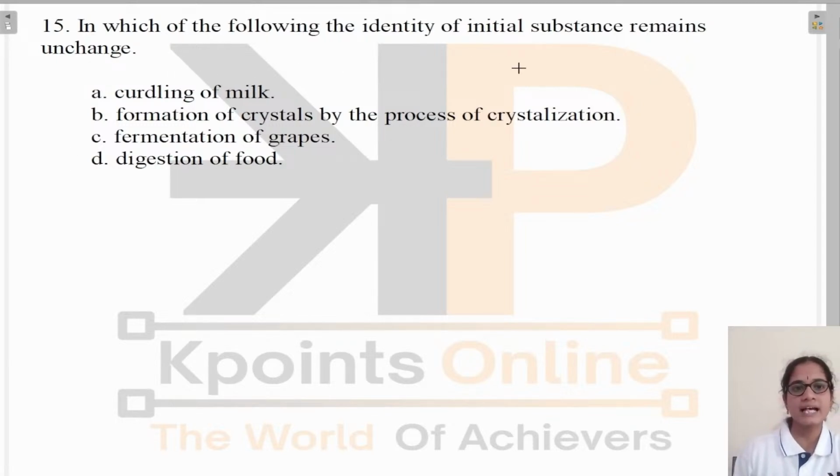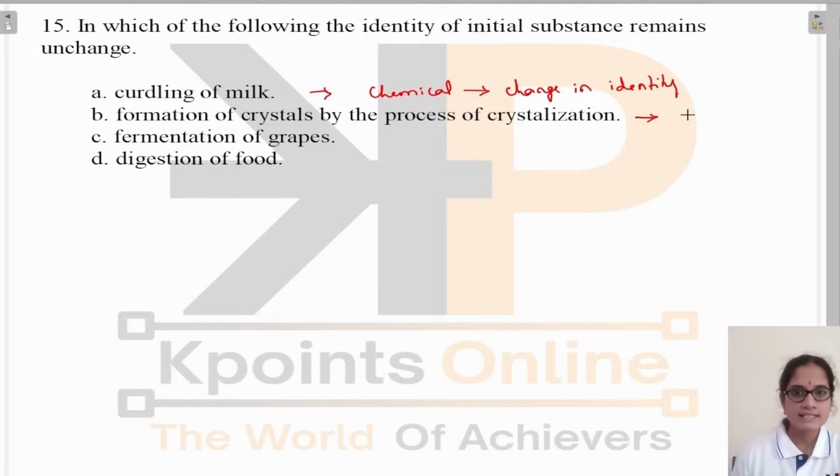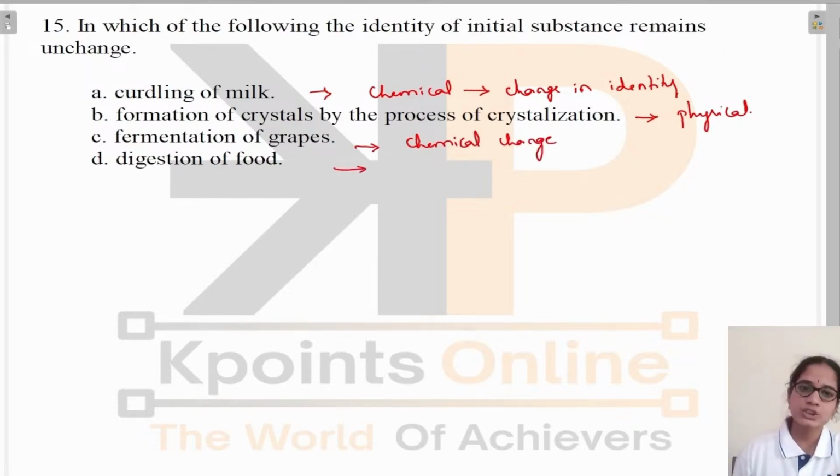In which of the following does the identity of an initial substance remain unchanged? It means we have to find out whether it is a physical change or chemical change. Okay. Curdling of milk. Yes, the change here will be chemical. Chemical change means there is a change in the identity. Okay. And formation of crystals by the process of crystallization, this is a physical change. Fermentation of grapes is a chemical change. Digestion of food is also a chemical change.